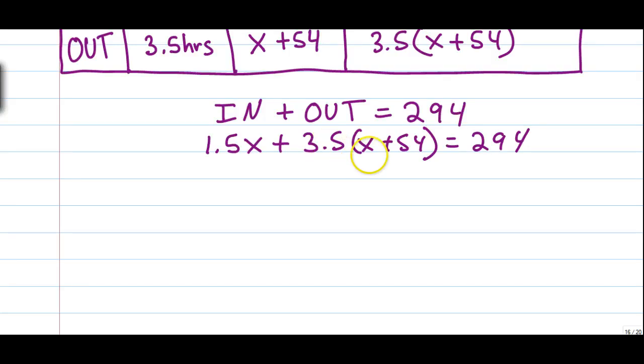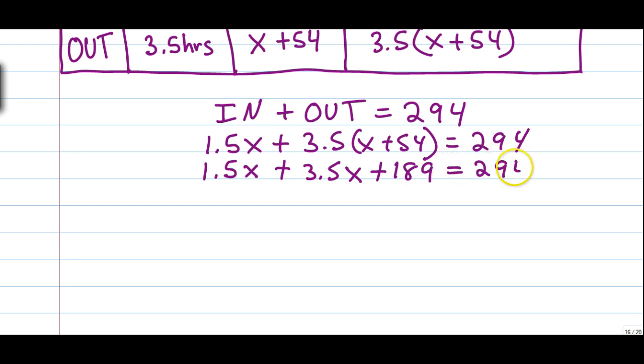We'll start by distributing the 3.5 through the parentheses. So I end up with 1.5x staying the same. Distribute the 3.5 to the x to get a 3.5x, then distribute it onto the 54 to get 189, and then carry down the 294. Continuing to simplify, let's combine the two like terms, the 1.5x and the 3.5x, to get a 5x. Carry down everything else that we have yet to use, so that 189 equals 294.